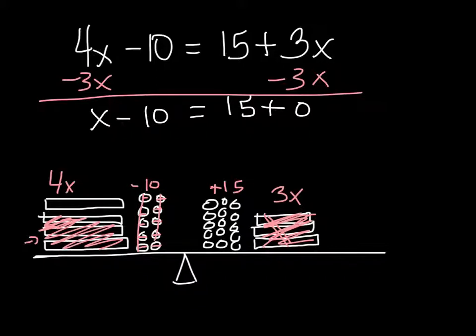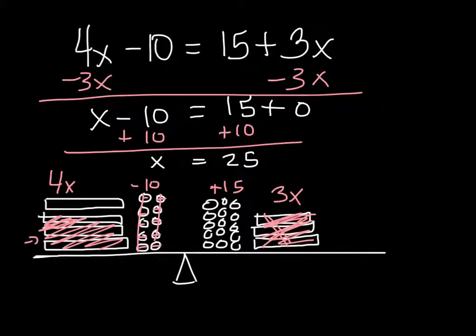So I'm adding 10 to both sides, so plus 10. And that's going to leave me with x is equal to 25. And I'll go ahead and draw those 10 here on the right. So 1, 2, 3, 4, 5, and 1, 2, 3, 4, 5. So now I've got 25 numbers on the right. So that means in this case, x equals 25.